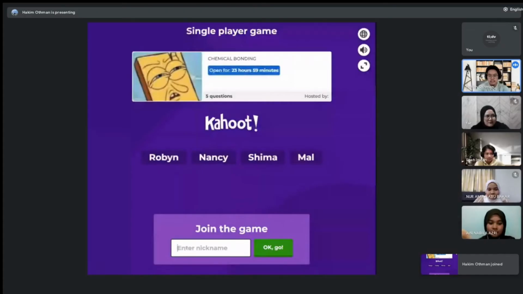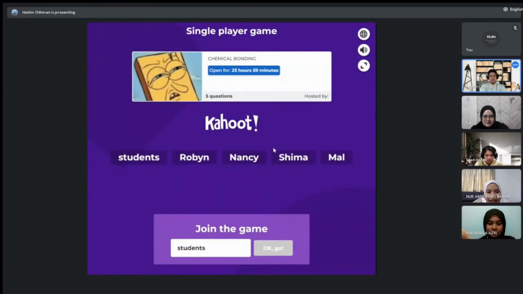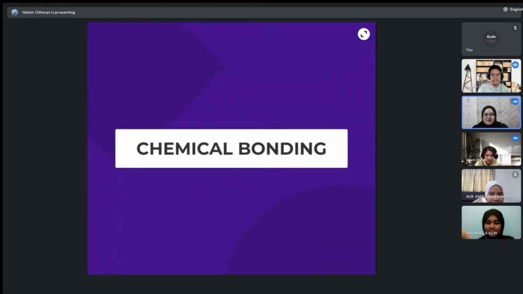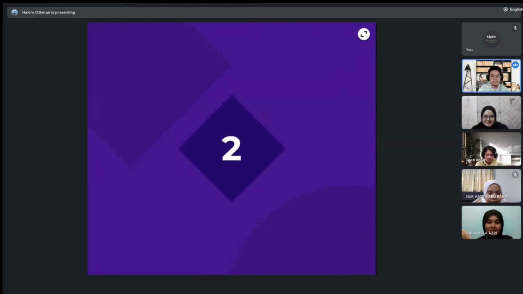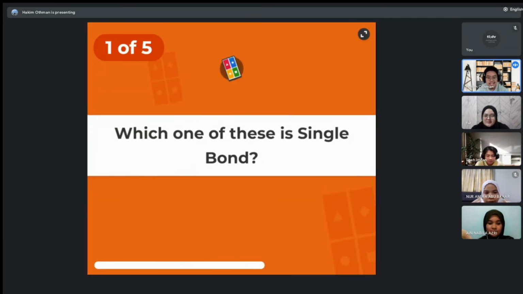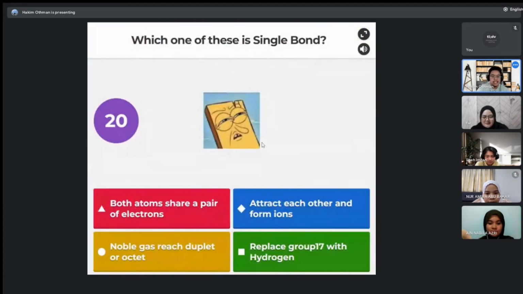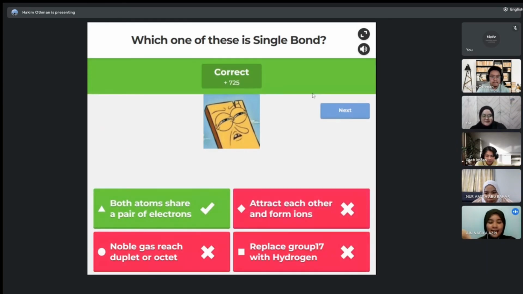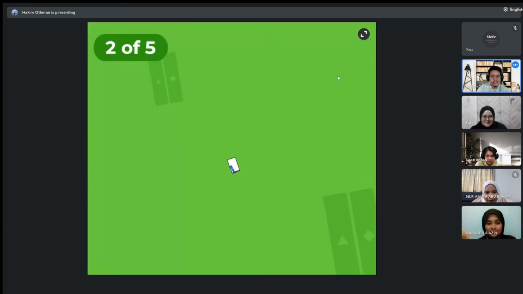Can you guys see the slide? Okay. Are you guys ready? Okay, let's go. Question 1 is on chemical bonding. Which one of these is single bond? Both atoms share a pair of electrons. The red one. Are you sure? Yes. Correct.